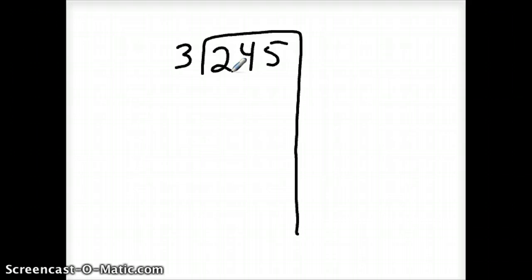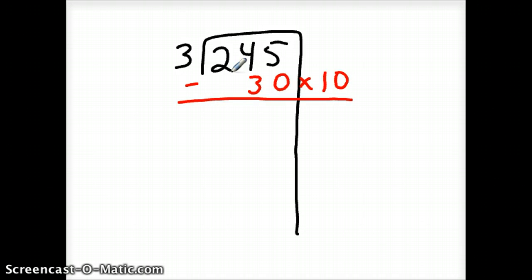And so I can rely on my knowledge of the powers of 10 to know that 10 groups of 3 is 30, and I can at least take 30 out of my 245. When I do that, I'm going to be left with 215.